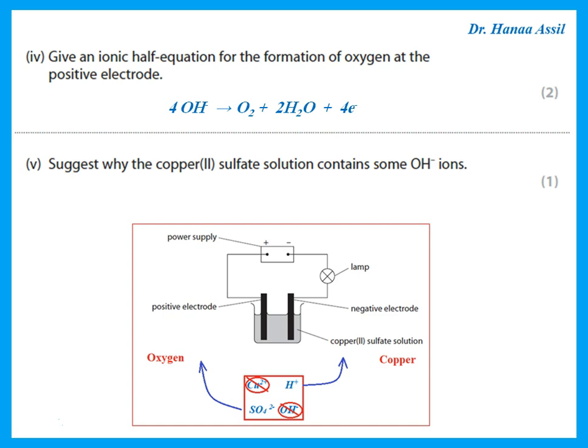Suggest why the copper sulfate solution contains some hydroxide ions. Where did the hydroxide ions come from? They came from the ionization of the water molecules. This is a solution. If it were molten, there is no water, so there is no hydroxide. But if we're doing electrolysis of a solution, then the water molecules in the solution ionize to form H+ and OH-.